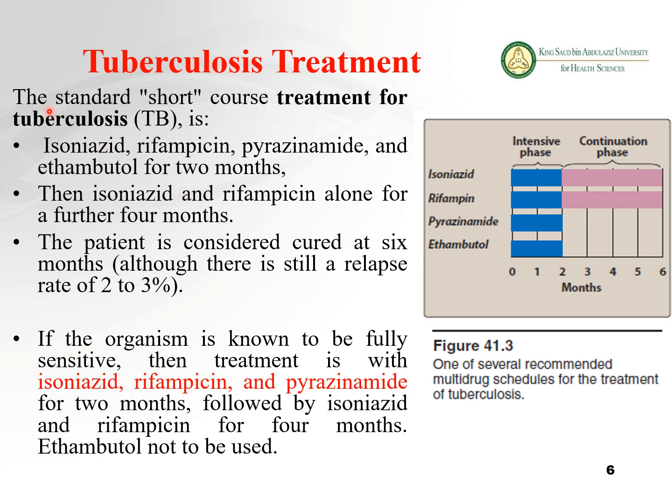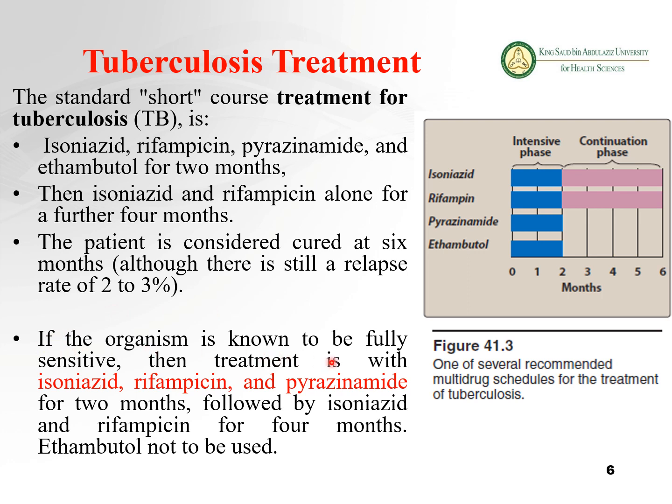So this is the standard or short course treatment for Mycobacterium tuberculosis: isoniazid, rifampicin, pyrazinamide, and ethambutol for 2 months, and then isoniazid and rifampicin have to be continued for another 4 months. So collectively 6 months is the standard short treatment course. The patient is considered cured at 6 months, although there is still a relapse rate of 2 to 3%.